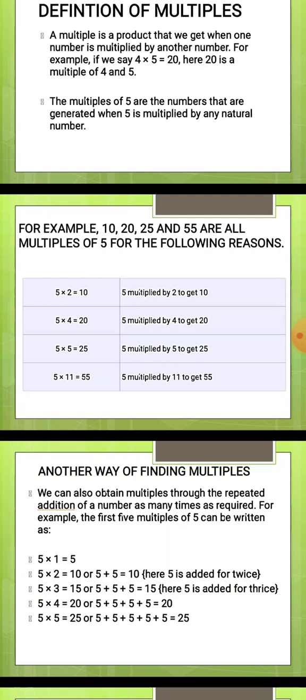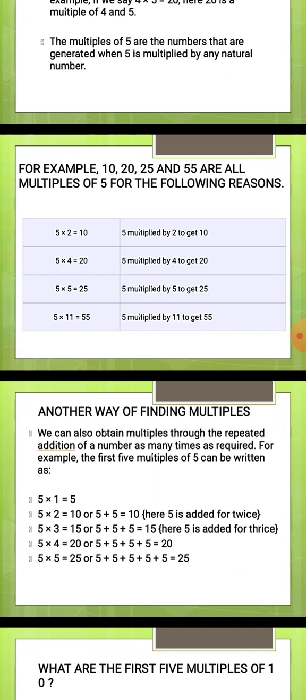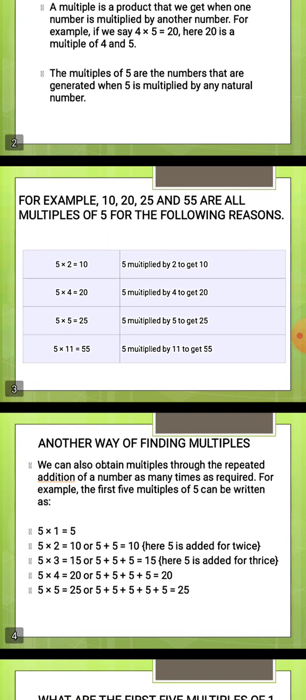We can see 5 is multiplied by 2, and 2 is a natural number. 5 multiplied by 4 is equal to 20, 4 is a natural number. 5 into 5 is equal to 25, here 5 is a natural number. 5 multiplied by 11 is equal to 55, here 11 is a natural number. So, if any number is multiplied by a natural number, whatever result comes, that becomes the multiple of that given number.